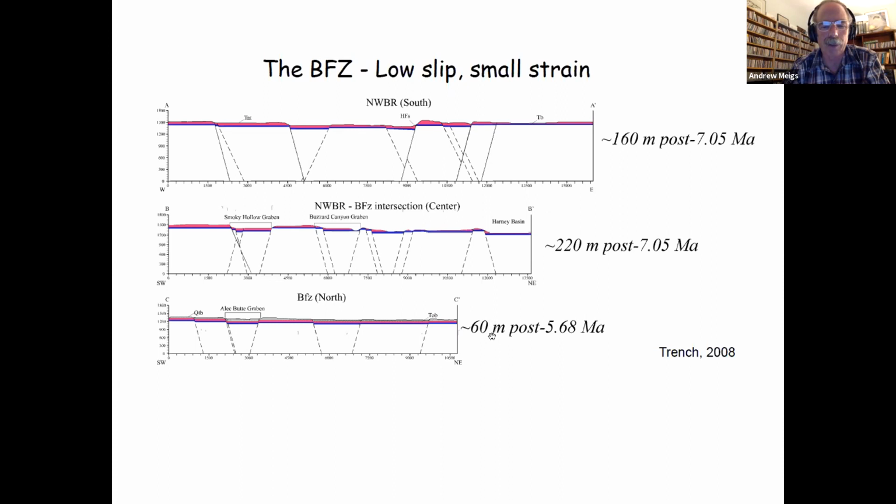Although there is an expression there, the magnitude of extension is very small, and thus essentially quantifying what I showed you in Baldwin's diagram, that the northern edge of the Basin Range is really defined by a slip gradient on Basin and Range normal faults, which go to zero by the time you reach the Brothers Fault Zone.